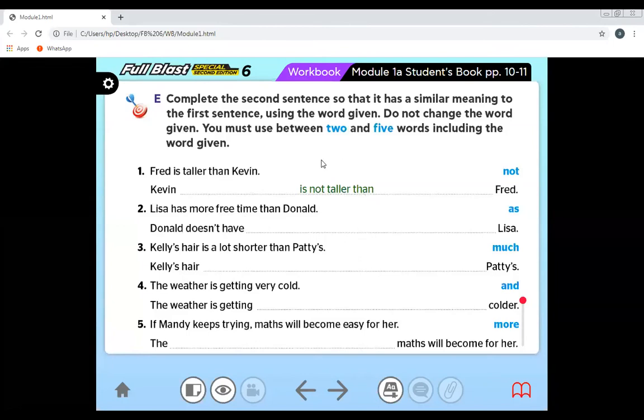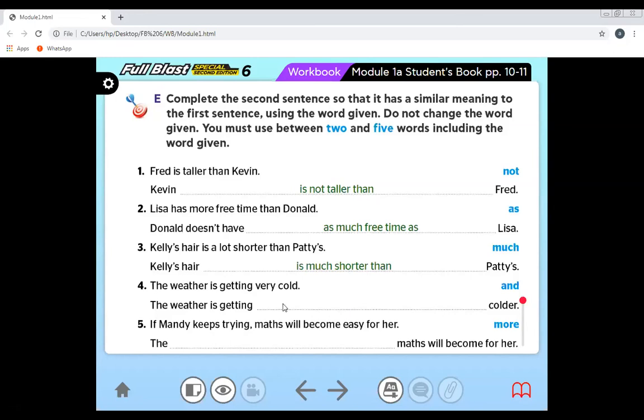I'm going to answer it because we don't have time. As much free time as. I want you to write down the answers in your book. Write the answers in your workbook, page 6, exercise E. Kelly's hair is a lot shorter than Patty's. Kelly's hair, he wants you to use much. It will be is much shorter than.